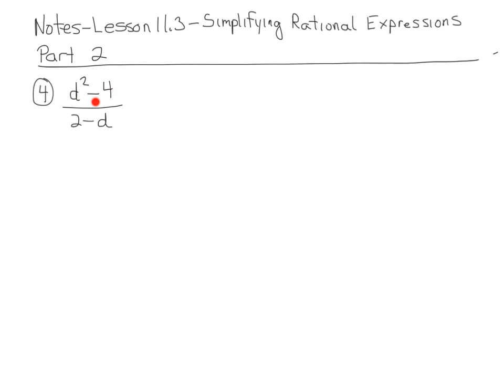Alright, the numerator is a difference. Difference means subtract. Of 2 perfect squares. That's d times d, and that's 2 times 2. So we've learned how to factor difference of perfect squares. It'll factor into 2 binomials. One will be plus, and one will be minus. So you take the square roots of each term. Square root of d squared is d. Square root of 4 is 2. And one's a sum, and one's a difference.